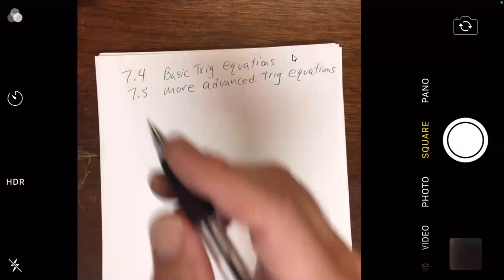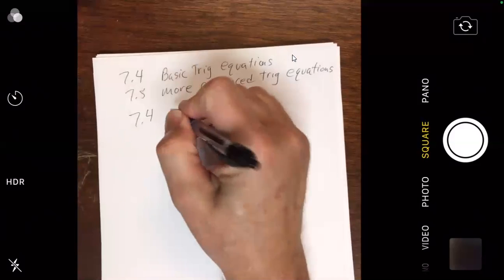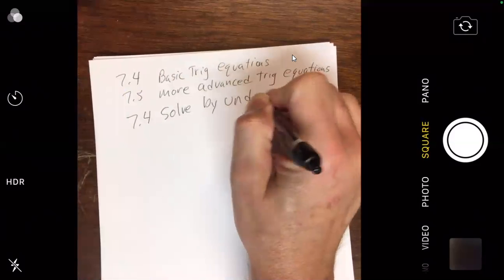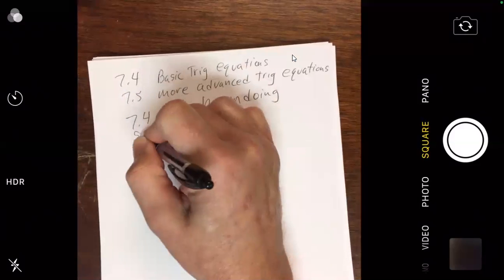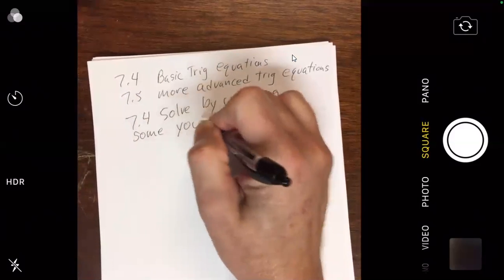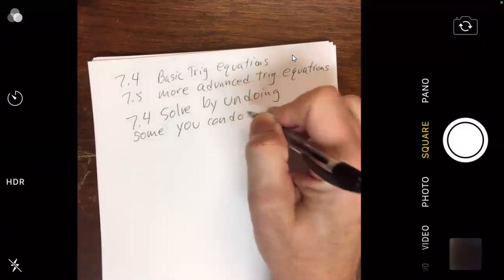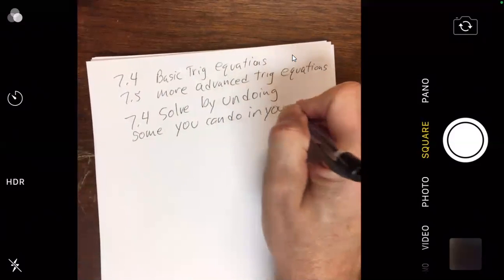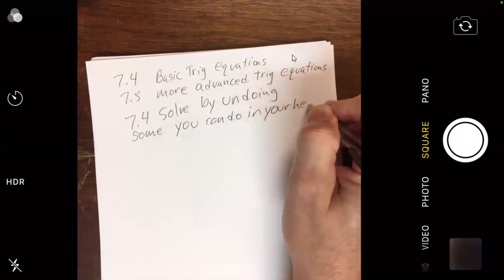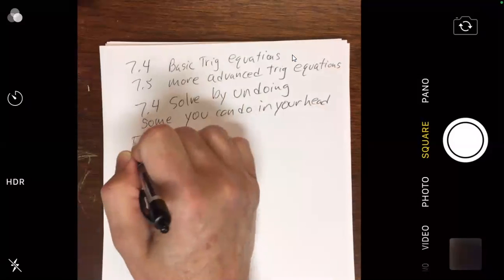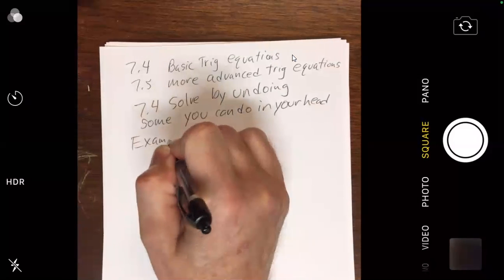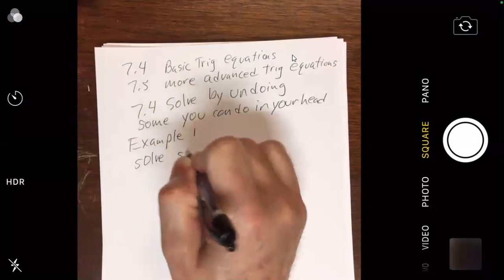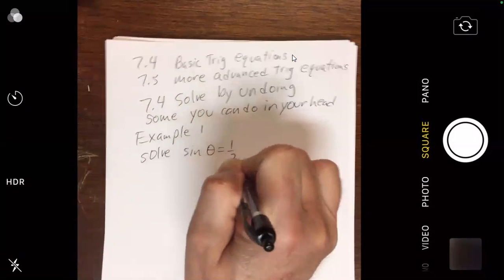So basically 7.4 you solve by undoing. Some you can do in your head. Let's try example 1. Solve sine theta equals 1/2.